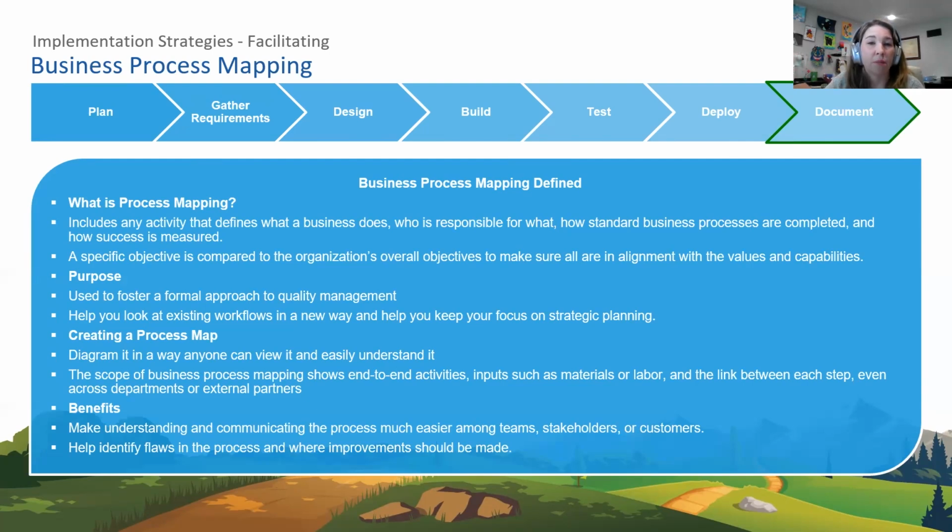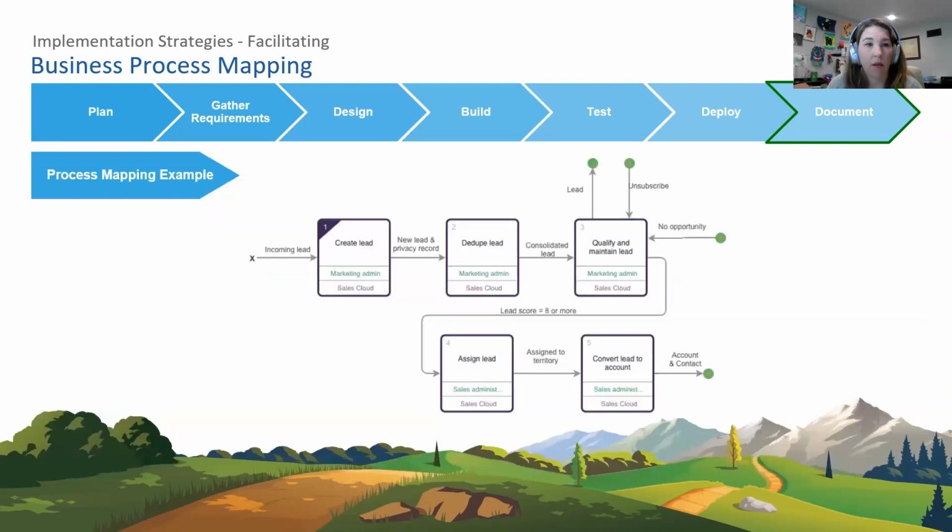So basically, business process mapping is outlining what is the process, what objects are related to the process, who is involved, what the goals are, and you can kind of read through that. But basically, it covers purpose, creating, and then the benefits of it. Here's an example of one that they had on Trailhead. So it looks like it could get really complicated pretty quickly.